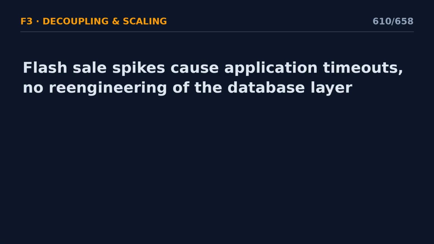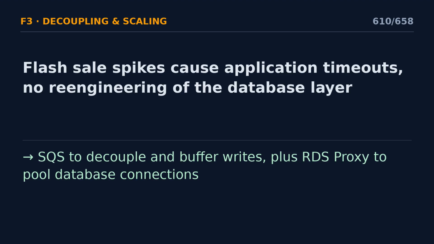Flash sales spikes cause application timeouts. No re-engineering of the database layer. Answer. SQS to decouple and buffer writes, plus RDS Proxy to pool database connections.